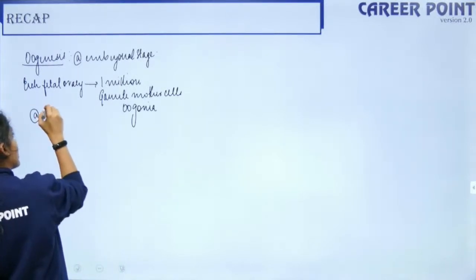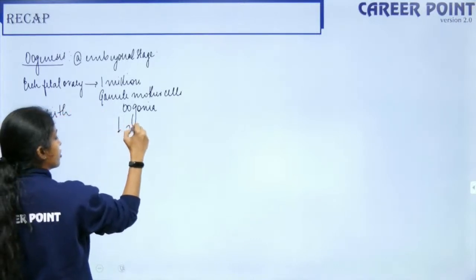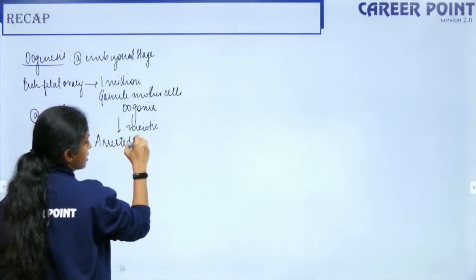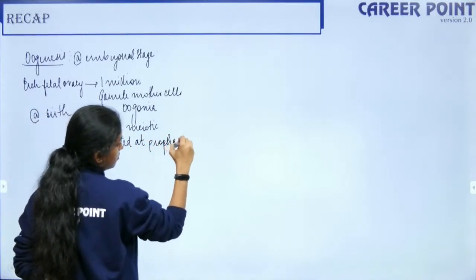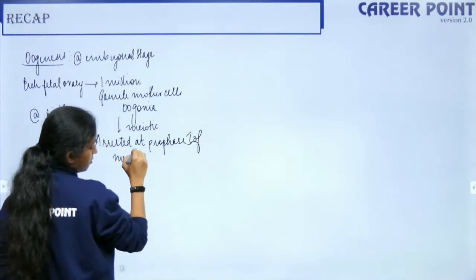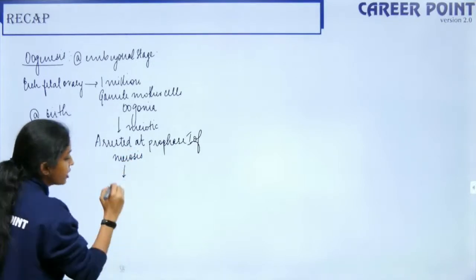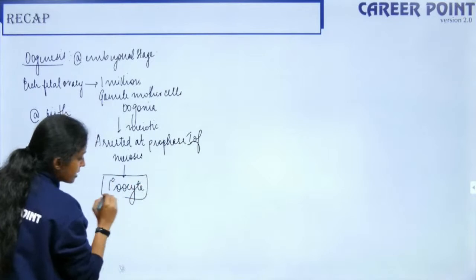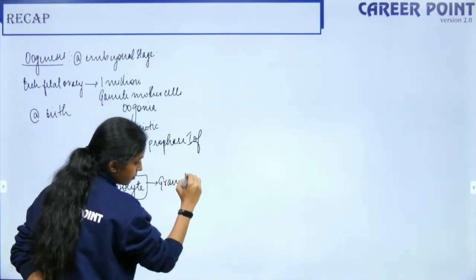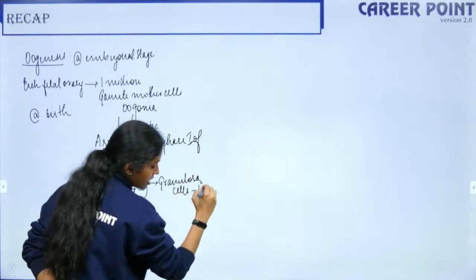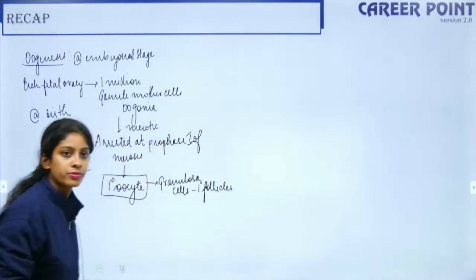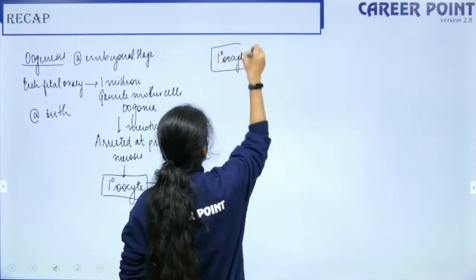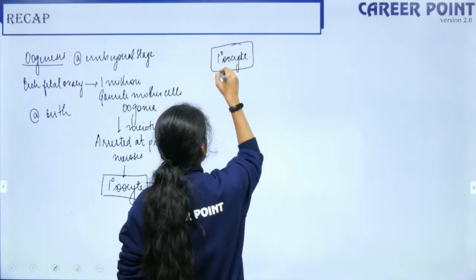Now these oogonia, at the time of birth, try to undergo meiotic division. But unfortunately, they get arrested at the prophase 1 of meiosis. The resulting product that we get is your primary oocyte. This primary oocyte is surrounded by a layer of granulosa cells. These granulosa cells form the primary follicles. So we have the primary oocyte, which is surrounded by the granulosa cells, which is your primary follicle.